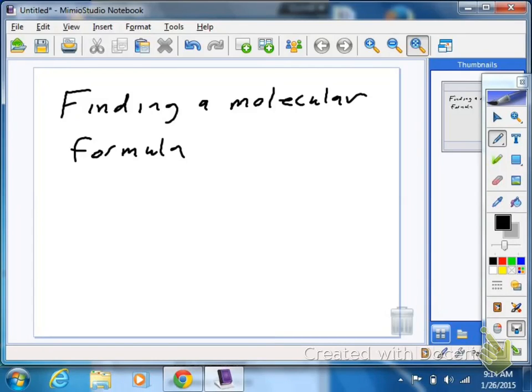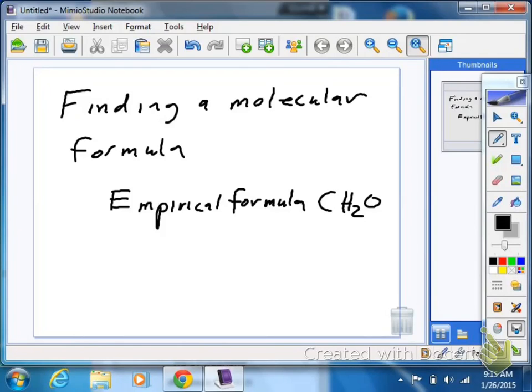The empirical formula in this example, maybe we went through the steps and we came up with the formula that says CH2O. So that's our empirical formula. We went through the steps, divide by the smallest number of moles. We came out to be 1 to 2 to 1. We wrote our empirical formula, right? So we're picking up from that point, and we're trying to see what the molecular formula is going to be.